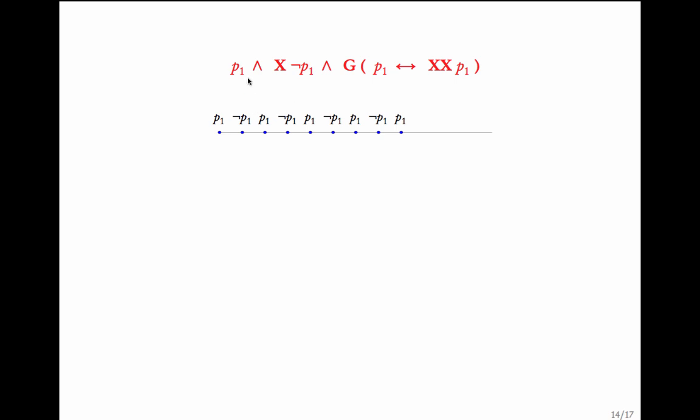Okay, so the only way you can satisfy this formula is to have P1 true in position 0, then P1 false in the next position, P1 true in the next position, P1 false in the next position, and so on. Okay, alternately P1 should be true and false. This is similar to the AB example that we have seen.